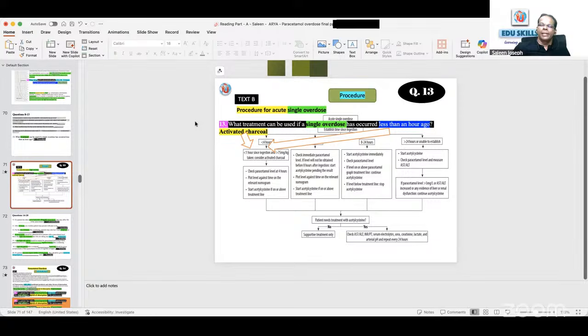Beginners will write procedure for acute single overdose, then they will circle procedure. So when they say single overdose in the question, you can come here and write the whole heading also. That's why I said first you have to understand the heading, title, and subheadings, and visualize them. I have explained visualization in the first method, and that will help you. Anything else? For the last one, the 20th.